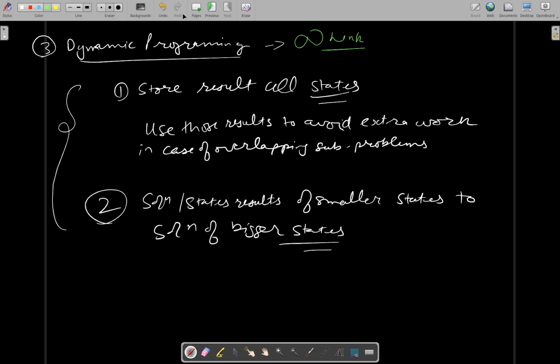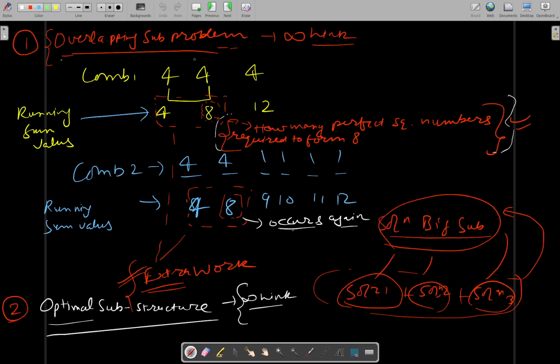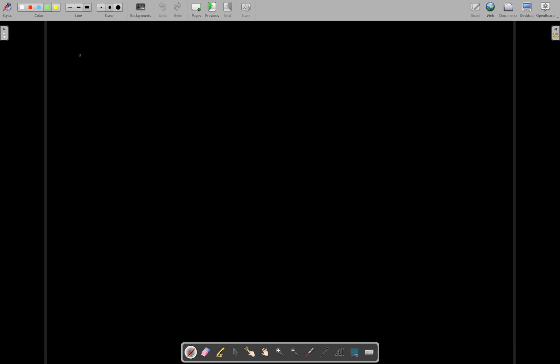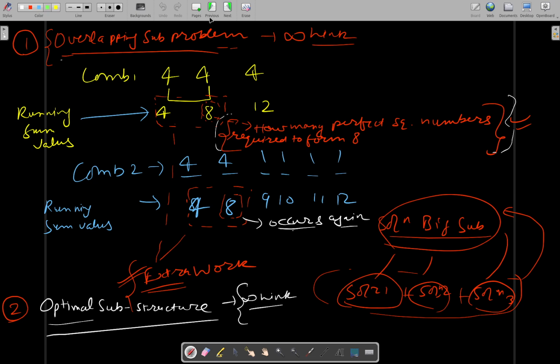So in this particular problem, how will we apply dynamic programming? To apply dynamic programming over a problem, first of all you see how many state variables will be required to define a state in the problem. If you carefully observe, only a single state variable is required, which is the running sum.